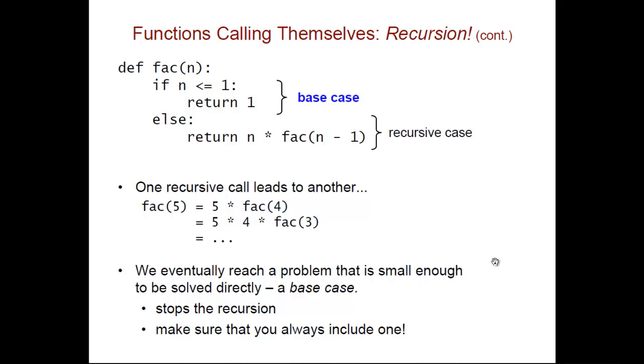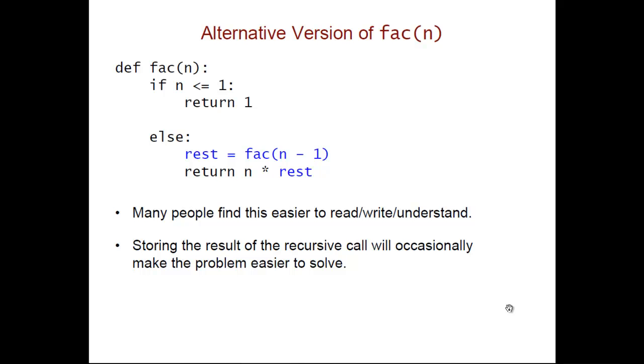Now in this particular method, you can see that the recursive call is happening as part of a return statement. That's perfectly okay to do, but it turns out it's sometimes easier to take an alternative approach. Rather than making the recursive call in the return statement, we make it here. We assign the result of the recursive call to a variable, which in this case I'm calling rest, and then we use that variable as part of the return statement.